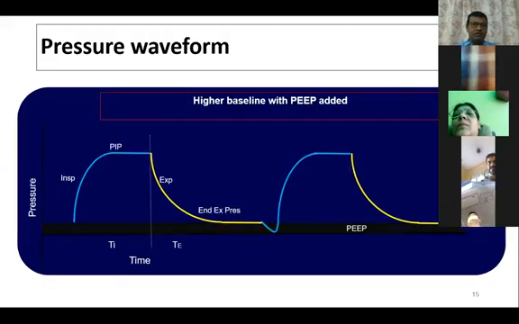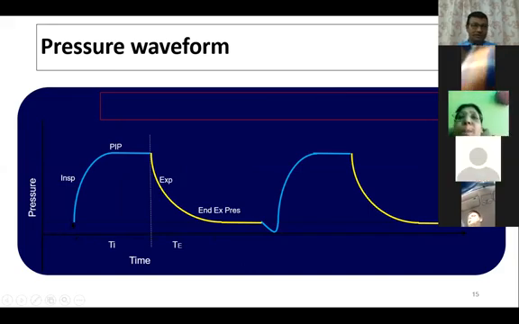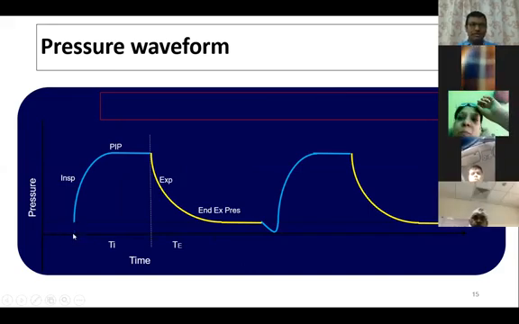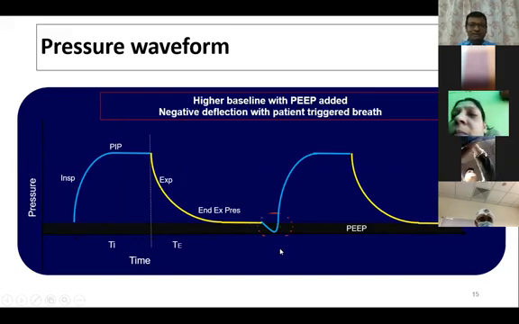So now just look at the pressure waveform here in a pressure mode. As you can see here, the waveform is not starting at the baseline. So you have a PEEP added here. So whenever there is a PEEP added, you will have a higher baseline. And if you look at the second breath, there is a negative deflection before the start. So what does it mean? This is a patient triggered breath.